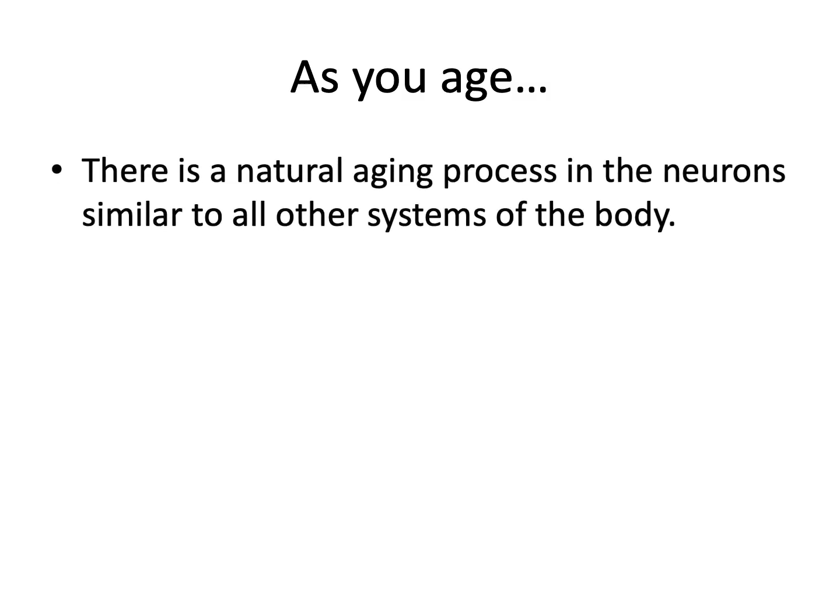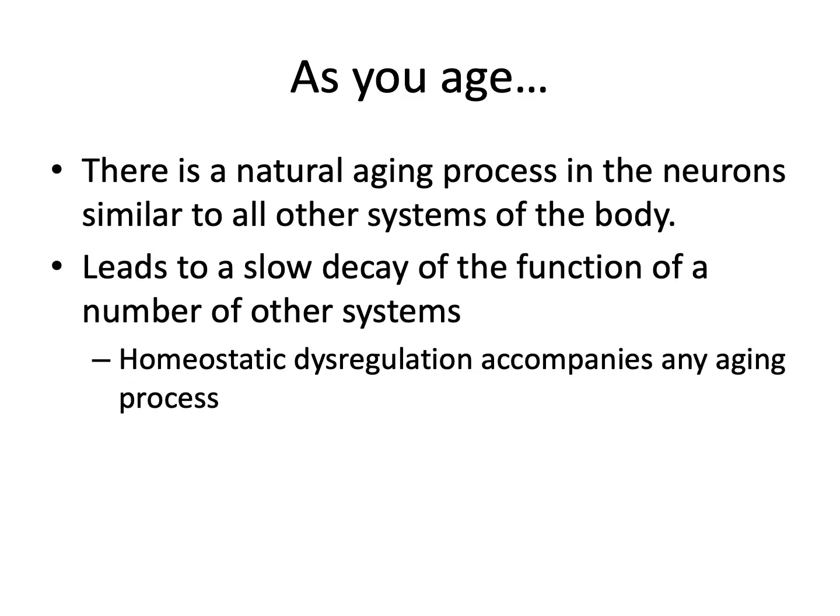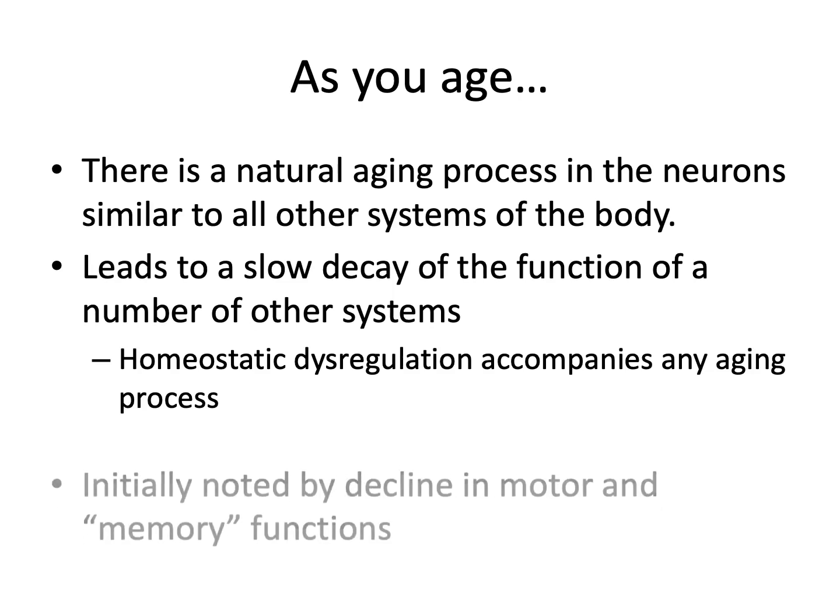In terms of aging, what we have to remember is a couple of things, and we'll talk about this a little bit more in detail when we look at how activity is going to impact cognition and cognitive abilities. But as we age, there's a natural loss of neurons and neuronal activity that takes place. Some of this decay is going to lead to decay in other systems and can lead to homeostatic dysregulation that usually is seen with normal aging processes.